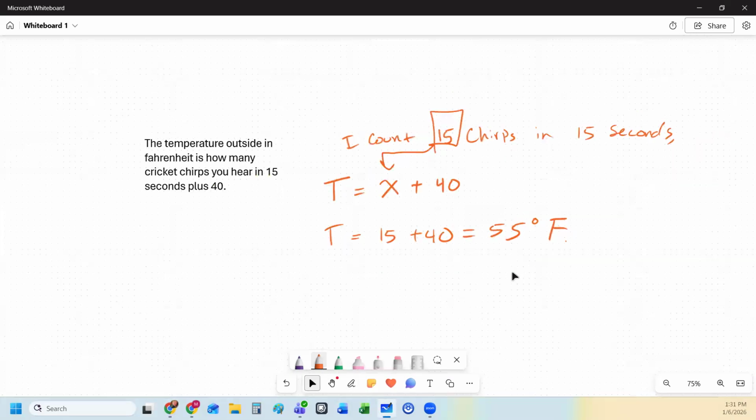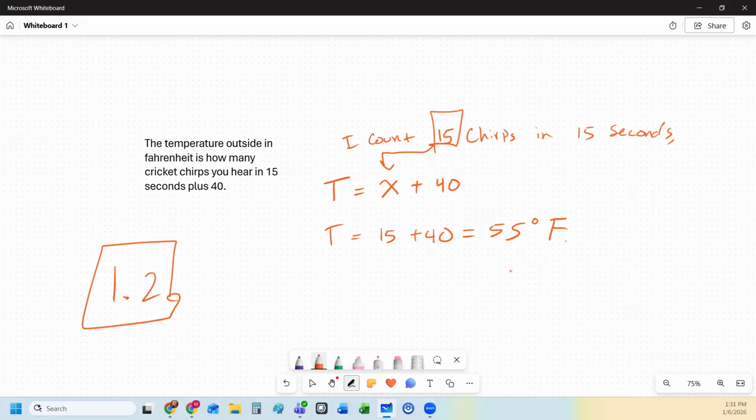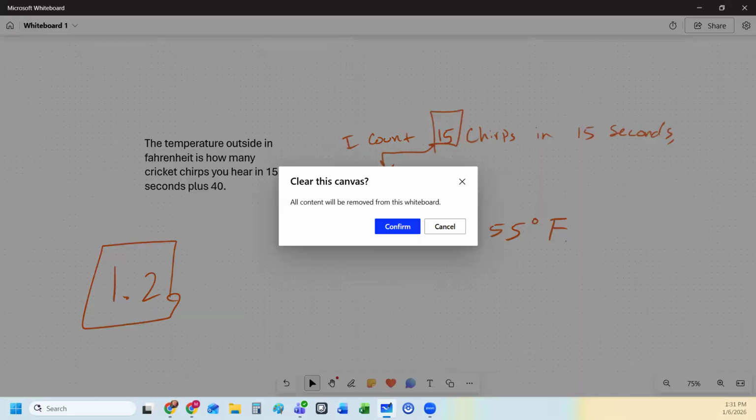And again, that's 1.2 in kind of a nutshell. Make sure that you go through your book. There's a little bit more information in there. And then you can always ask me questions as well. But we'll move on and talk about 1.3 here.